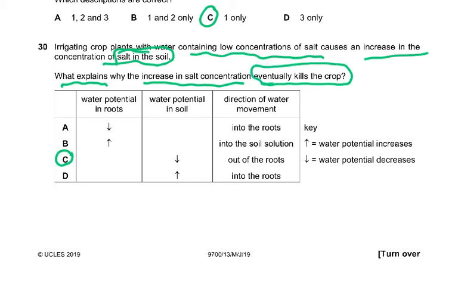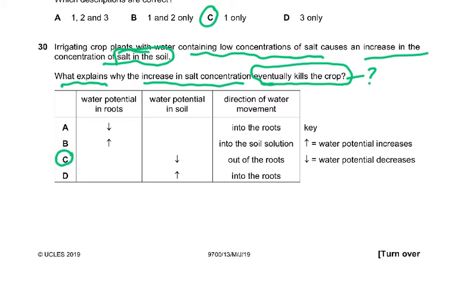Because something has to kill it. The "kill the crop" is something you have to emphasize, and you have to figure this out in the question. So why is the answer C? Because the water potential in the soil decreases. That's fine. Because there's too much salt in the soil. Because it said that the concentration of salt in the soil increases.